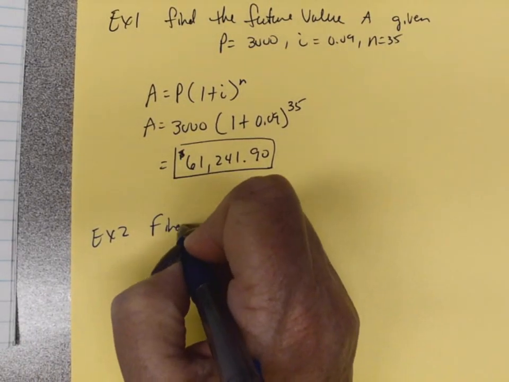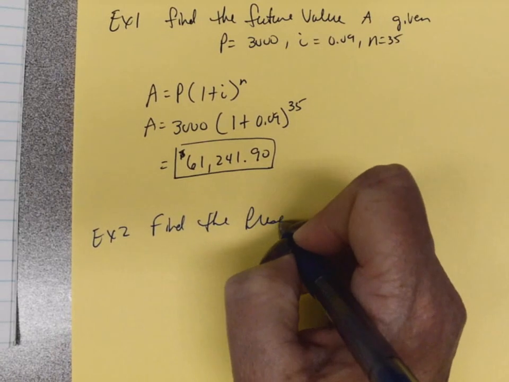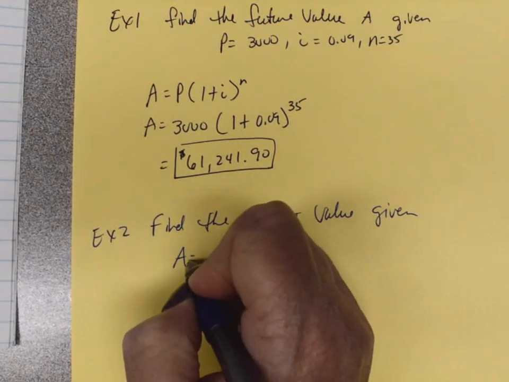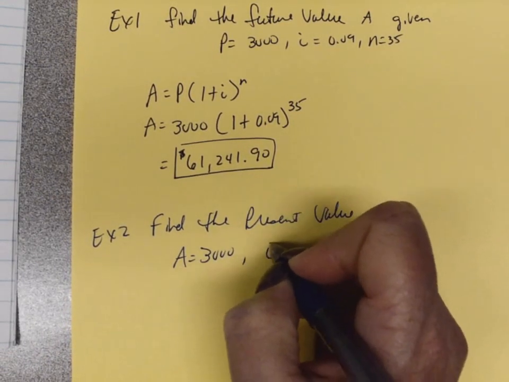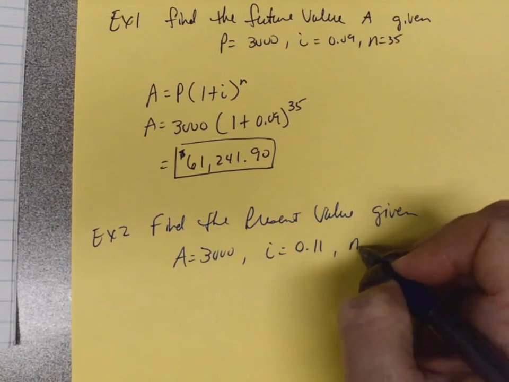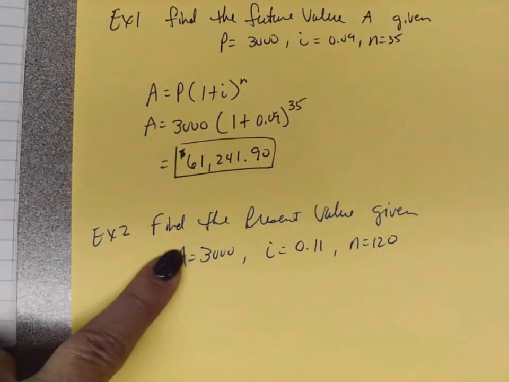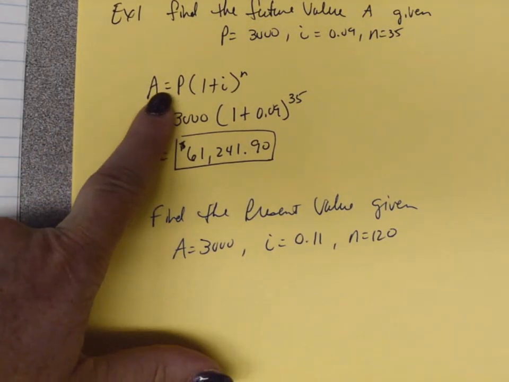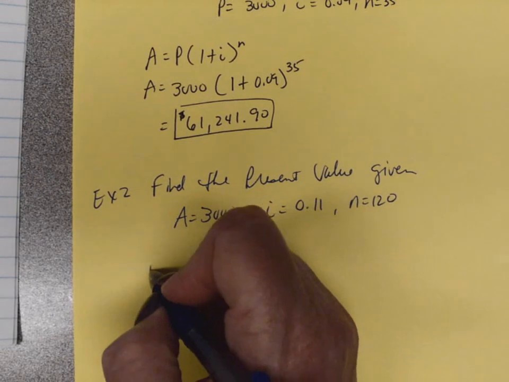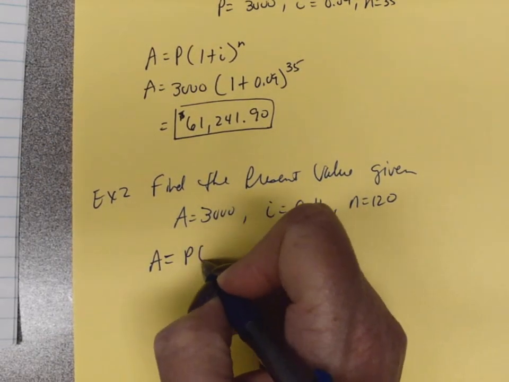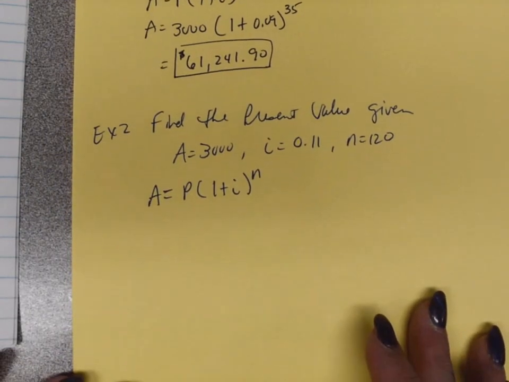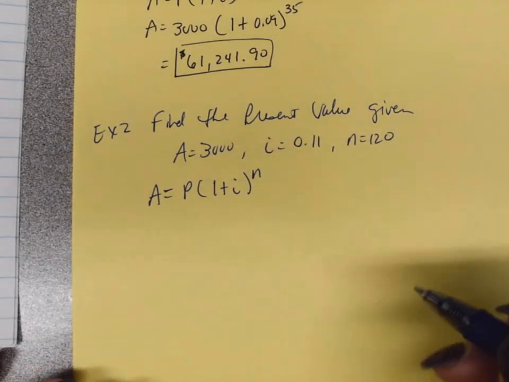We're going to find the present value given that A equals 3,000, I equals 0.11, and N equals 120. So again, we have the same type of situation we have here, except in this case, we're given the A and we want to find the P. I find it useful if you write the formula each time. It helps you recall them a little bit better. Formulas, again, are given on the exam, but you become more familiar with them.